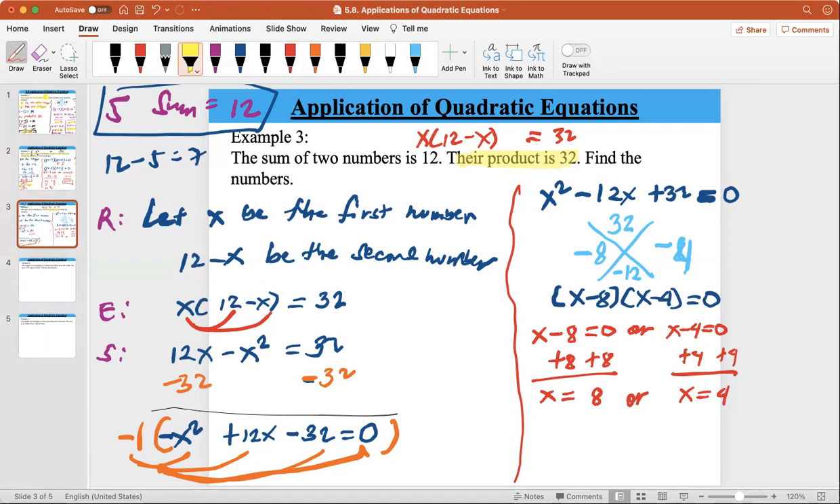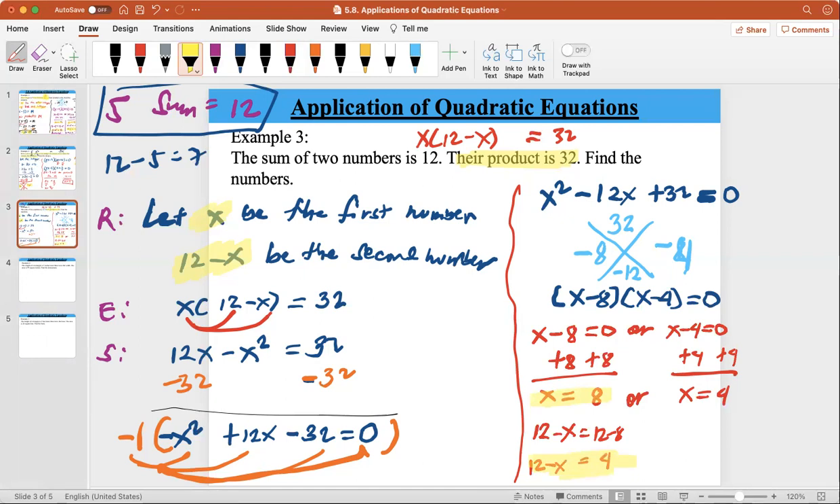But we are looking not only for x, but we're also looking for 12 minus x. So we need to evaluate 12 minus x here. 12 minus x, what is it? 12 minus 8, what is that? 4. So these are the values of the two numbers, the two integers. First is 8, and the second is 4.